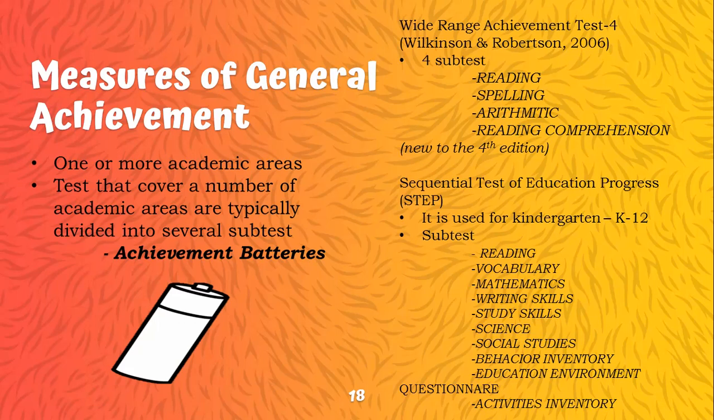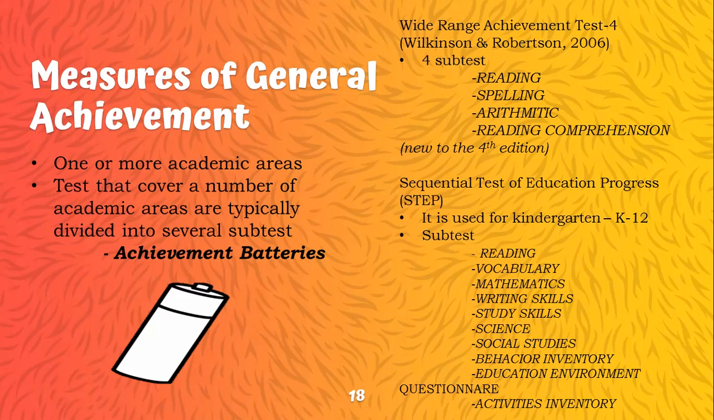So one example of it is the Wide Range Achievement Test, edition 4. So Wilkinson and Robertson 2006. So ilahang subtest diri is the reading, spelling, arithmetic, reading and comprehension. So sa bago ni sa ilahang 4th edition kaning reading comprehension. So next example of achievement batteries kay the Sequential Test of Educational Progress or the STEP.